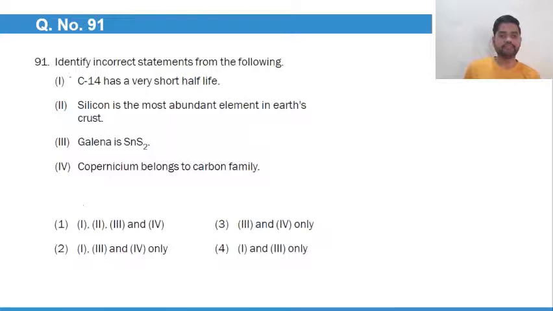91. Identify the incorrect statement from the following. First, C14 has a very short half-life. False. It has a very high half-life period, more than 5,000 years. Silicon is the most abundant element in the earth's crust. False. Galena is lead sulfide, I guess. This is not the right answer. Again, it is false. Copernicium belongs to the carbon family. It belongs to the zinc family. So again, false. So all are false. So for 91, option number 1 will be the right answer.